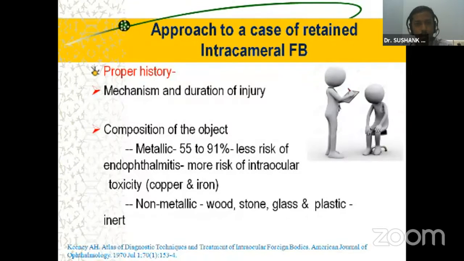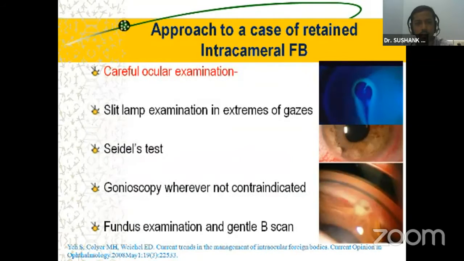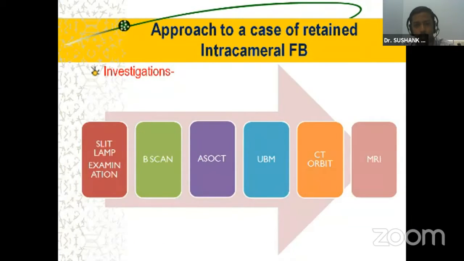How to approach a case? Proper history should be taken, including mechanism and duration of injury. Composition of the object should always be inquired from the patient. It can be metallic or non-metallic. Slit lamp examination in extremes of gaze should be done to locate the foreign body. Seidel's test should be performed to check for any leak. Gonioscopy should be done whenever not contraindicated to locate the foreign body, and fundus examination and gentle B scan for any posterior segment foreign bodies. Although UBM helps, ASOCT is also helpful in diagnosing and managing intracameral foreign bodies.